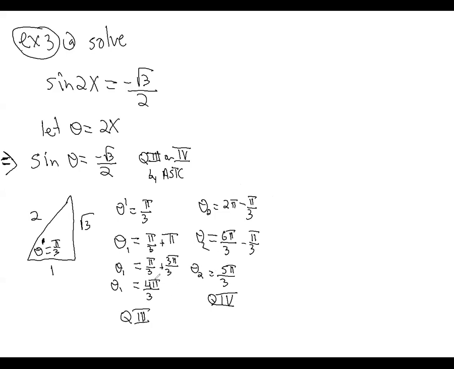So that's just a single answer in quadrant 3. That's just a single answer in quadrant 4. But the problem is we were not given restrictions on this. So we have to add that 2 pi because we're dealing with sine. So let's go up here. So we have to add 2 pi n to these.